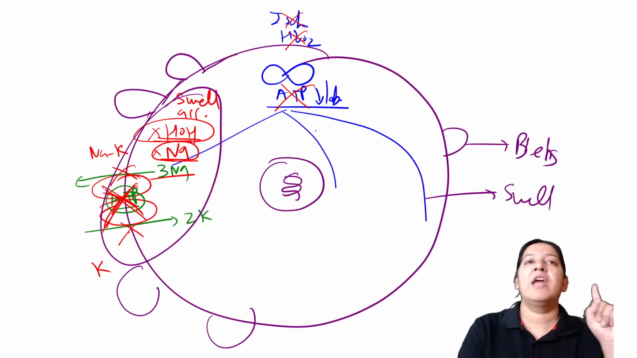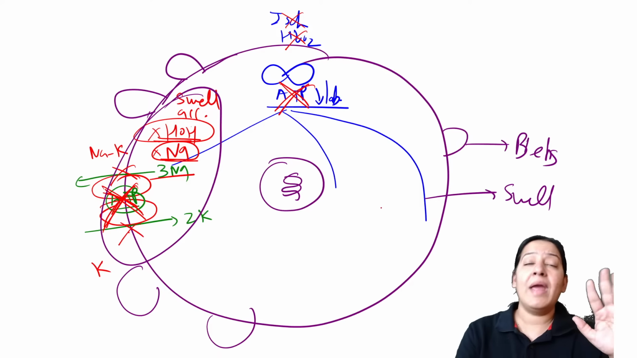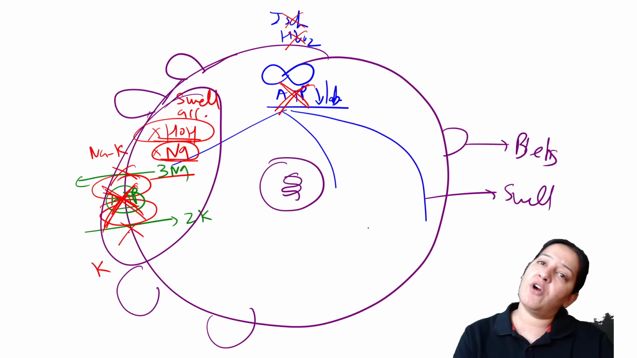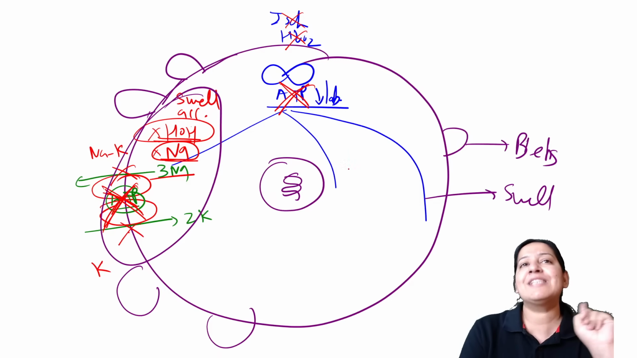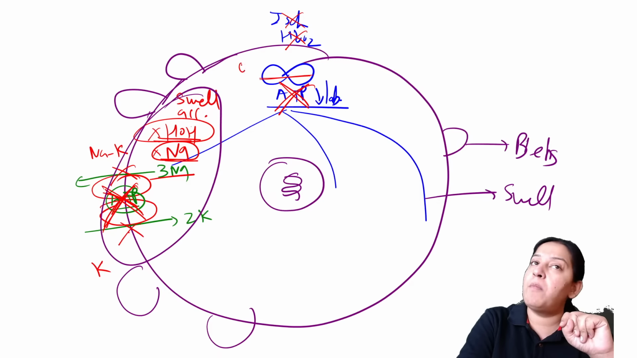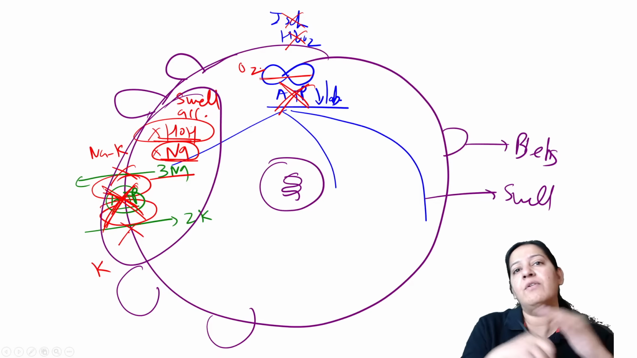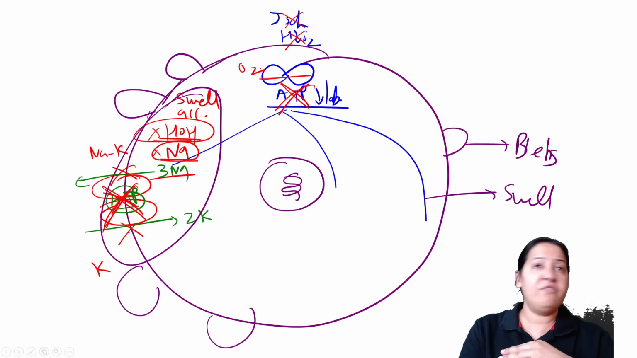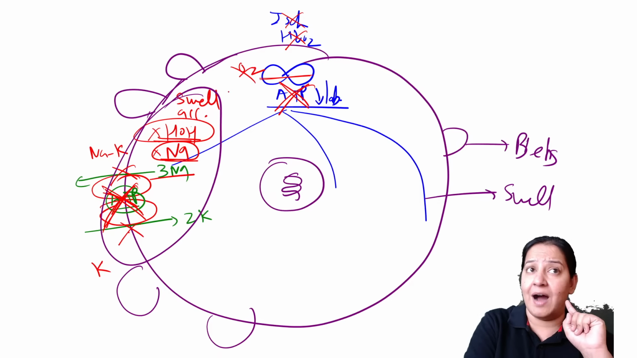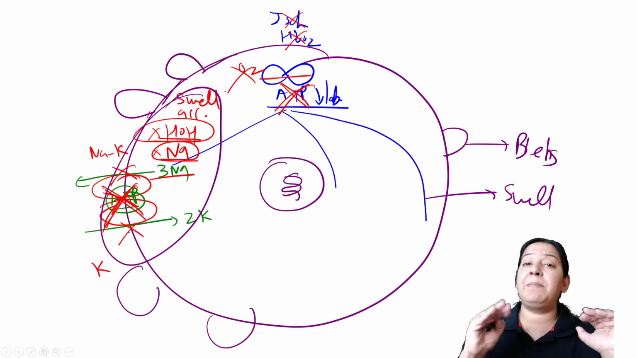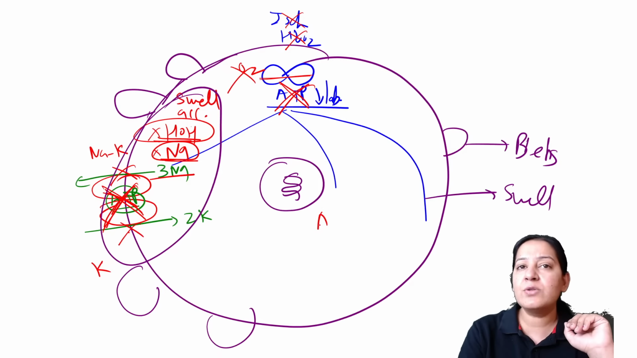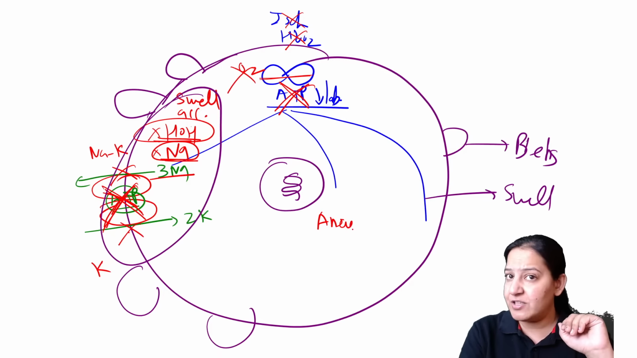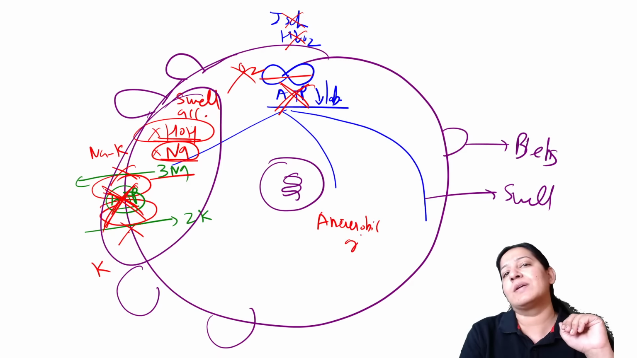Now, the second thing. What will happen now? If ATP is absent, the cell tries to make ATP from some other source. Normally, ATP is formed in the mitochondria from oxygen. It is known as oxidative phosphorylation, right? Now, if oxygen is absent because of hypoxia, the cell will try to make ATP from some other mechanism, known as anaerobic glycolysis, in the absence of oxygen.